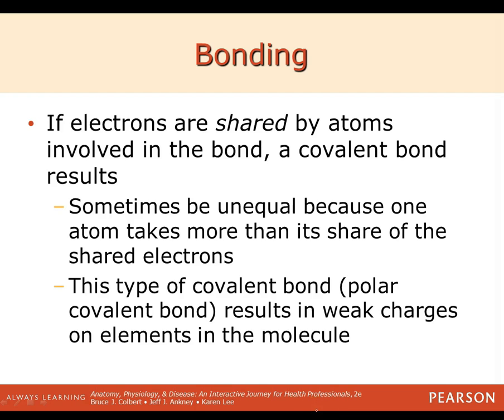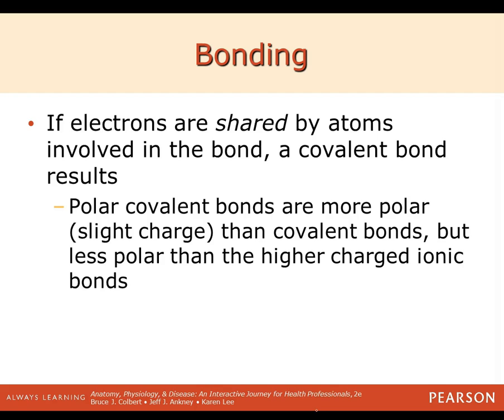If electrons are shared by atoms involved in the bond, it causes a covalent bond. Sometimes it's unequal because one atom takes more than the other. They don't share equally sometimes. So a covalent bond, or what's known as a polar covalent bond, results in a weak charge on the element. The polar covalent bond is definitely more polar, with a slight charge, than a regular covalent bond, but less polar than the highly charged ionic bond.